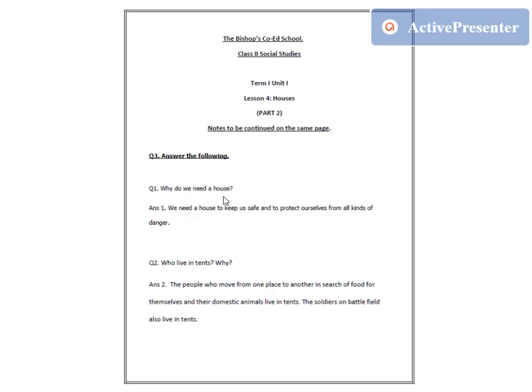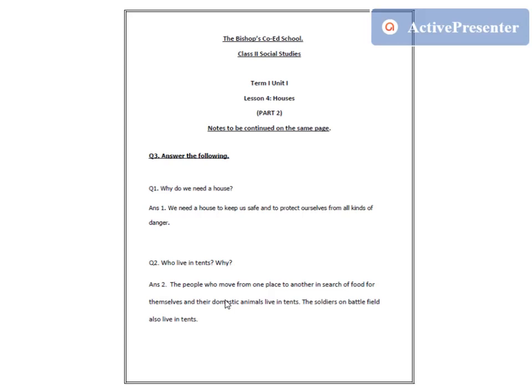Why do we need a house? We need a house to keep us safe and to protect ourselves from all kinds of danger. Who live in tents? Why? Okay, the answers are given here.